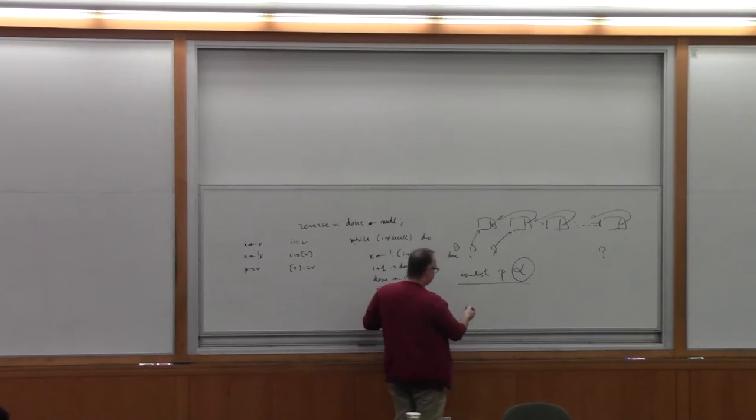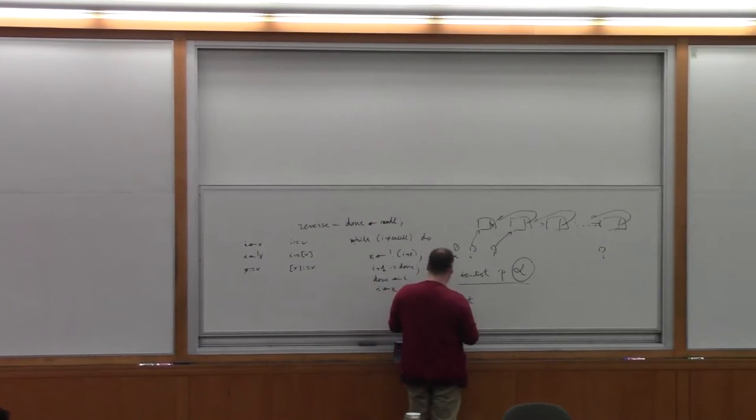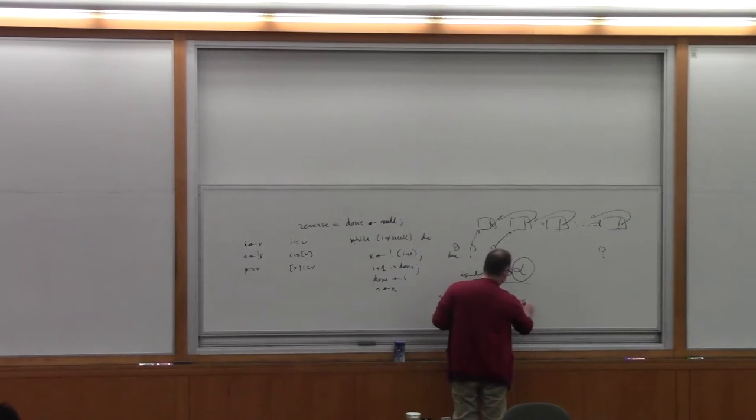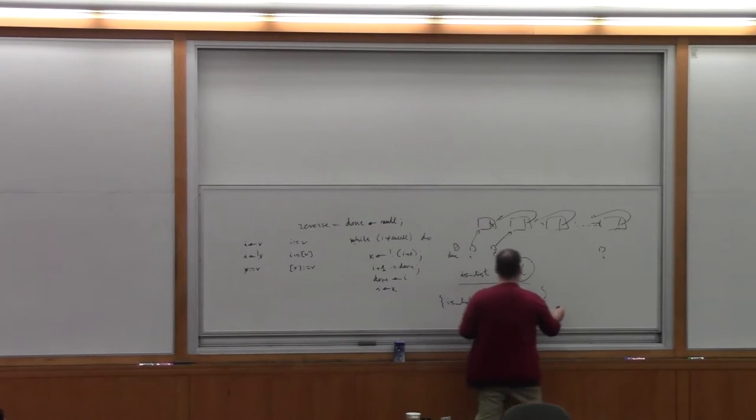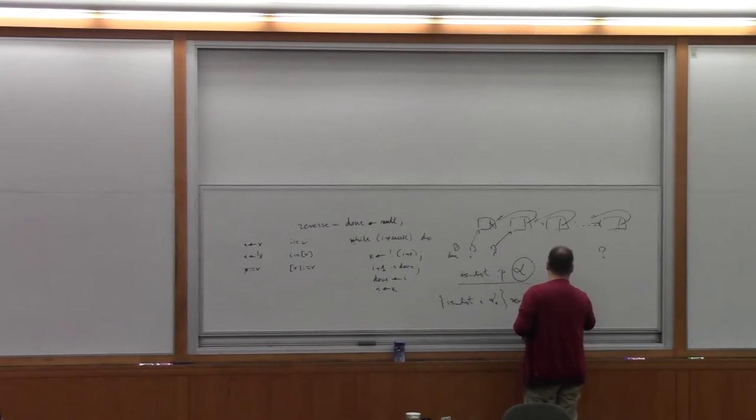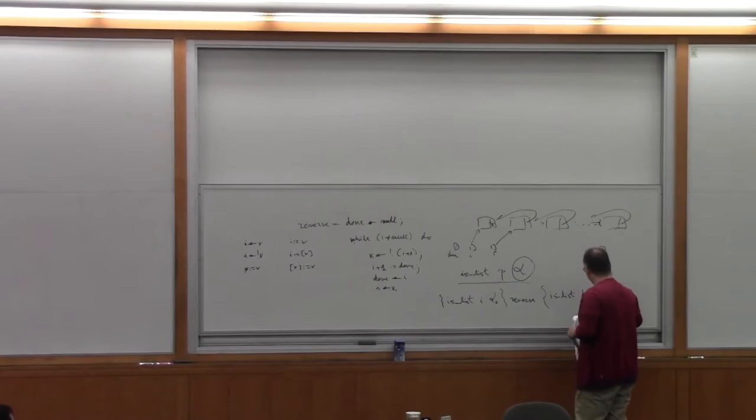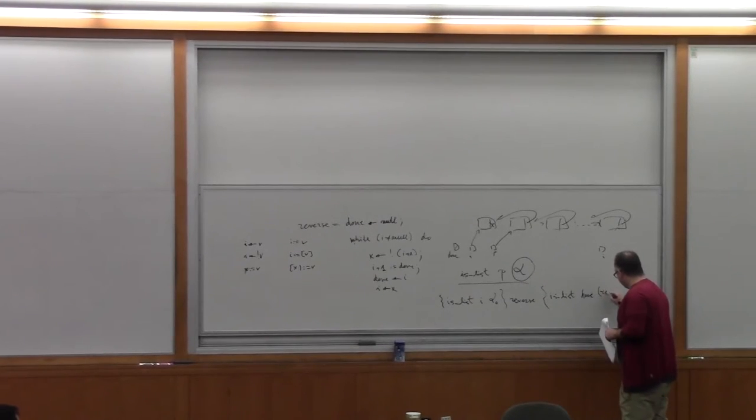We want to write a Hoare logic specification, a Hoare logic triple. We write a precondition and a postcondition. In the precondition, we will say something like, we have some list alpha 0. And then we do the reverse. And then, in the end, we have in the pointer done, we have rev of alpha 0.